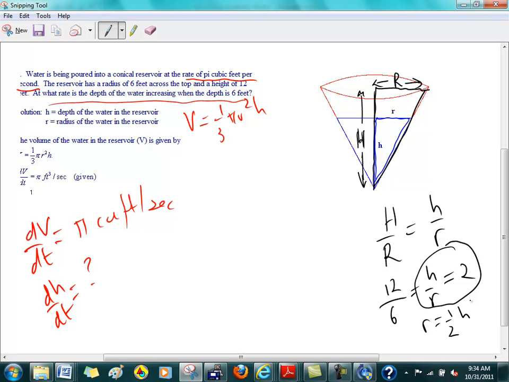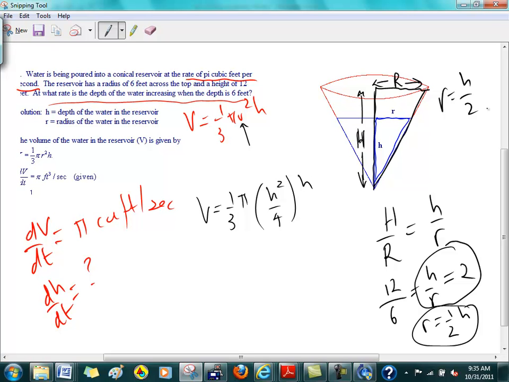Okay. So now what you want to do is take this r and shove it in here, where the black arrow is. And you get h squared over 4 times h. Is everybody with me on this? I just took r is equal to h over 2, isn't it? Or if you square, what do you get? 4. Which is equal to pi h cubed over 12. You guys with me on this?